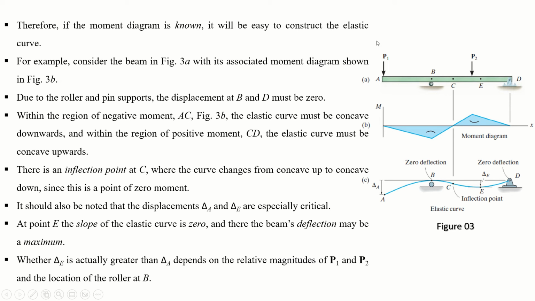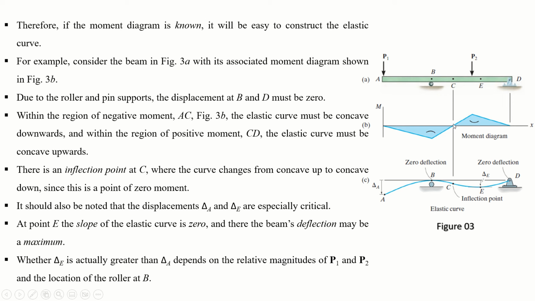For example, this beam is again an overhanging beam. Two point loads are applied, one at the free end and one in the middle, between these supports B and D, right? Now what is C? If you draw the bending moment diagram, first you need to draw the shear force diagram, then the bending moment diagram, which will be like this. And this C is the point which you call the inflection point, where the bending moment diagram is changing from negative to positive.